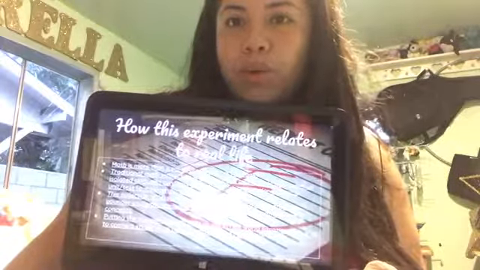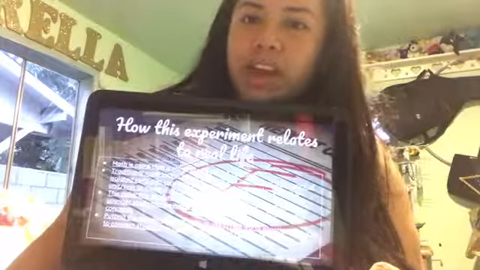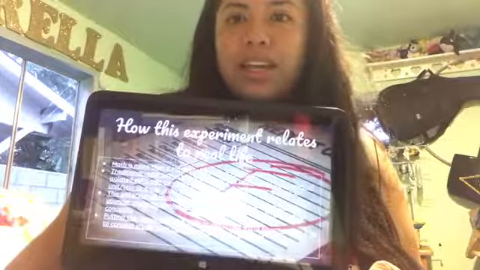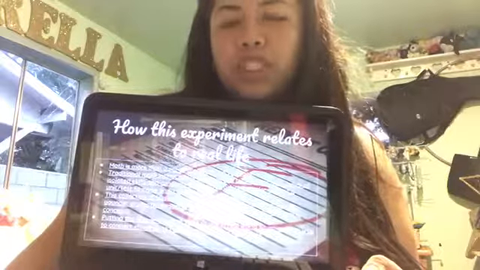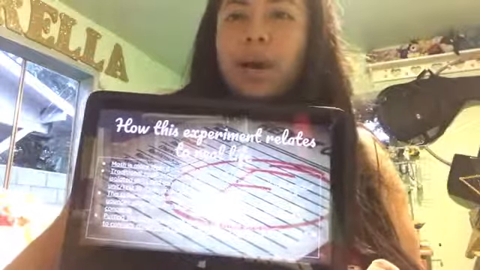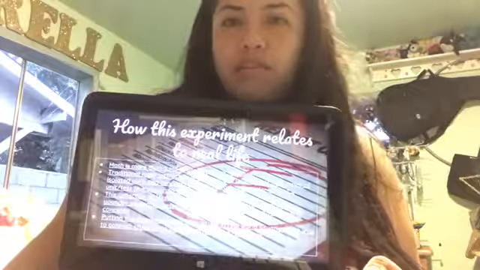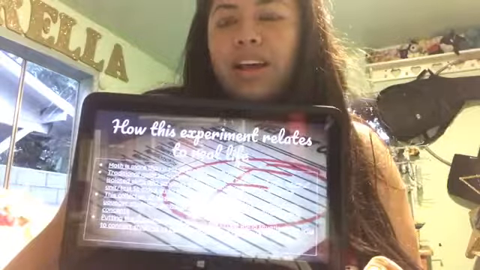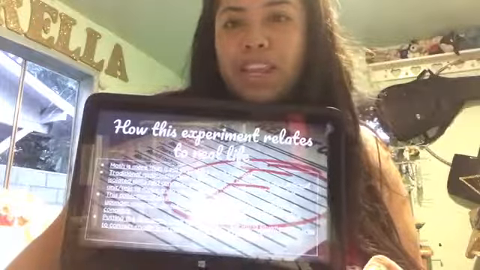So that is how our project connects to math in real life, because people do this all the time. People collect data, they give out surveys, and the end result is a graph or chart of any kind, as in a pie chart, a line graph, or a bar graph. People do this all the time, so that connects our project to math in the real world.